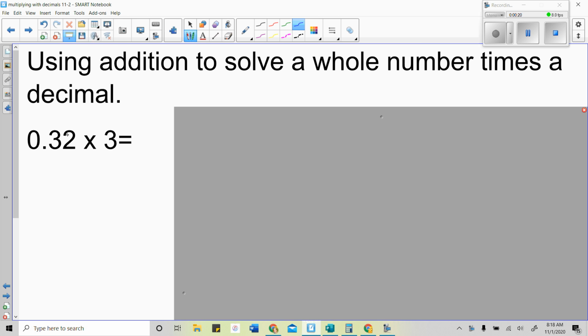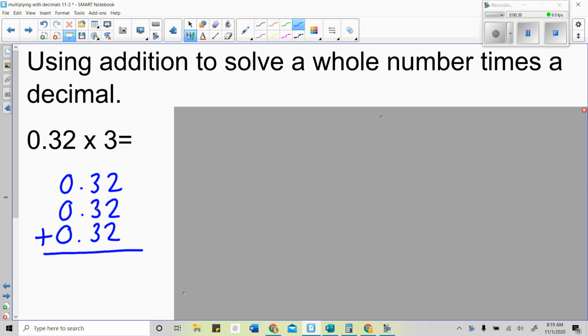So let's say I had 32 cents, and that happened 3 times. So I could go ahead and put down my 32 cents and just write them on top of each other 3 times, and then I could add them up. So I've got 2, 4, 6, 3, 6, 9, a 0, and the decimal would drop straight down in that addition problem. So basically I'd get 96 cents.